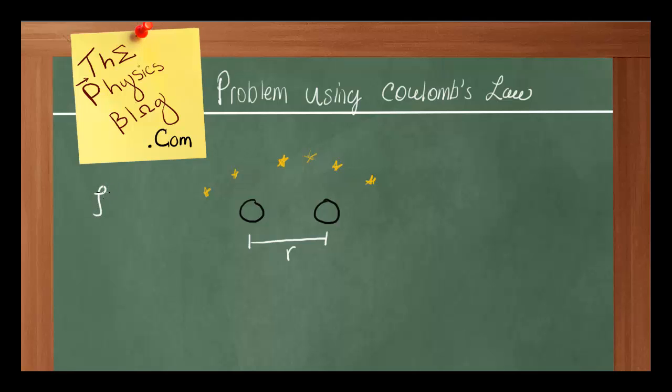If you guys didn't know, density is usually written with the Greek letter rho, and rho is given by 2.5 grams per centimeter cubed. The diameter of each dust particle is given as 50 micrometers. So this would be D.